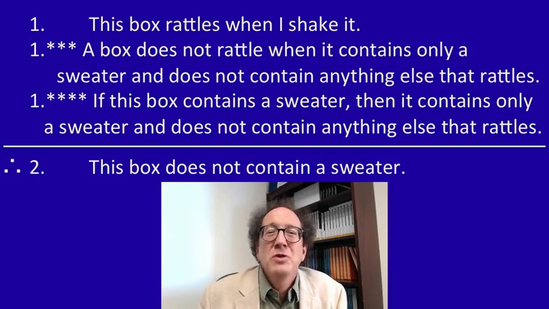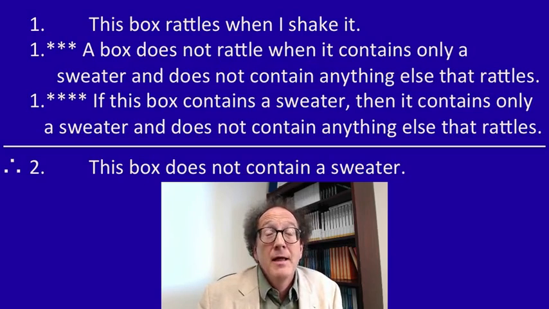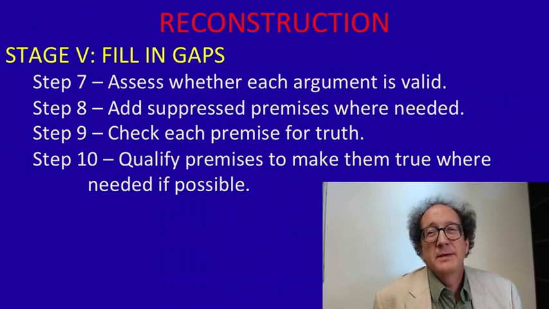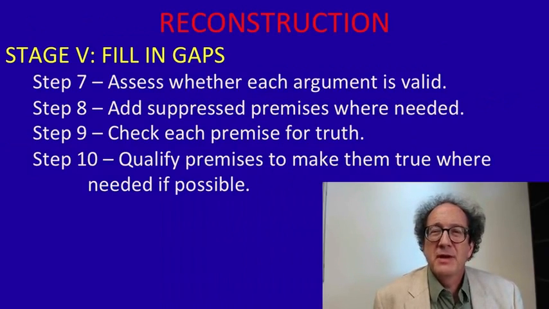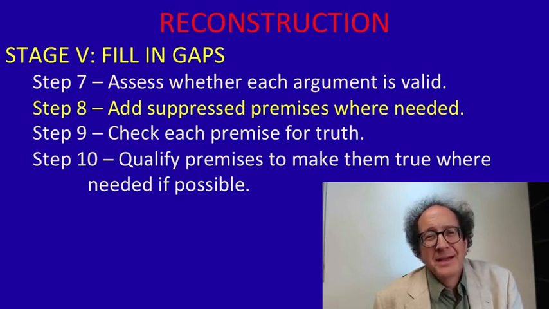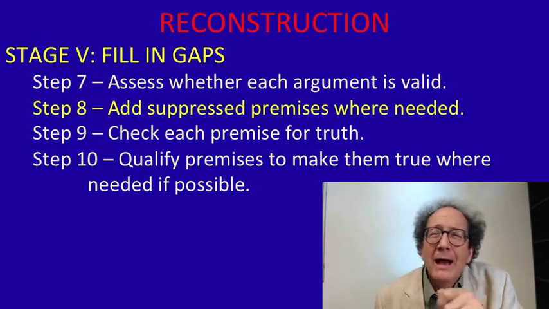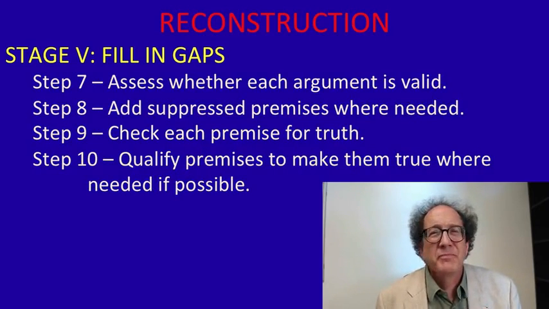And when you're talking to somebody you trust, you might not have to do that. It's okay to suppress premises, but when you really want to know whether the argument's any good, that's when you want to fill it out with the suppressed premises. The point of going into detail on this example is to illustrate this stage of reconstruction. You want to assess the argument for validity, add suppressed premises that make it valid, check them for truth. If they're not true, you qualify them. Then you go back and see whether that qualification made the argument not valid anymore, and you go back and forth until you've got a sound reconstruction.